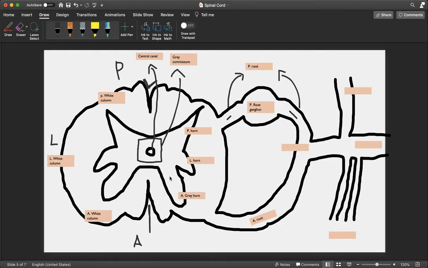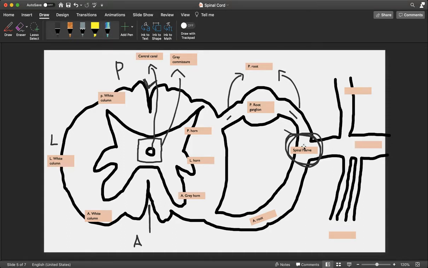Great. Now let's go back out over here to these lateral extensions. We have a posterior root and an anterior root, and right here is where they meet. That portion, just that portion, is what we call the spinal nerve. Spinal nerve, where the anterior and the posterior root meet.